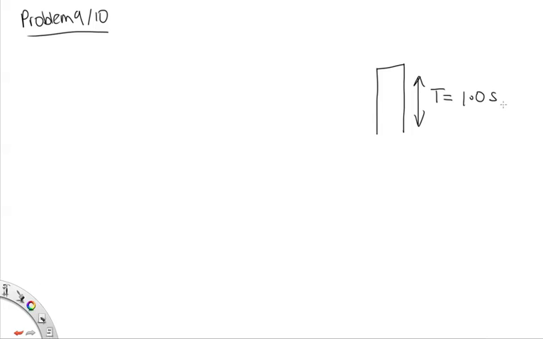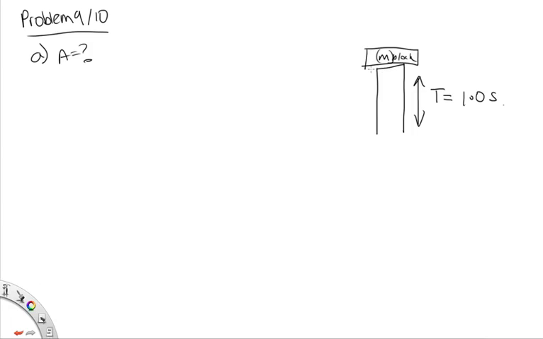Okay, problem 9 for 1121 or 10 for 1131. In this problem we have a piston which is moving up and down. The period of the piston is given by 1.0 seconds, and we've got a block with mass, let's say m, placed on top of this piston. And in part A, it's asking us at what amplitude of motion will the block and the piston separate?